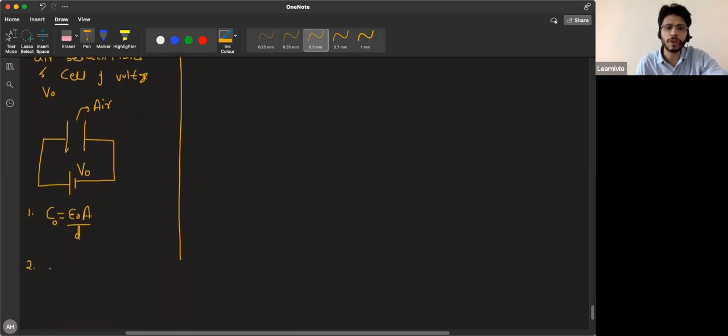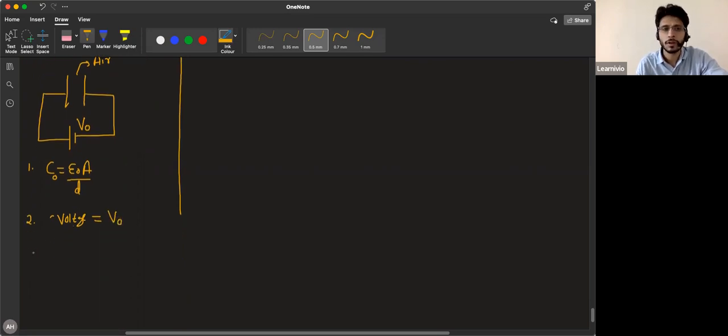If I ask you to calculate the voltage across the capacitor, it is equal to the voltage of the battery, V naught. If I ask you to calculate charge, then charge Q naught is C naught V naught. If I ask you to calculate energy, then your energy will be half C naught V naught square. So these are the initial stages.